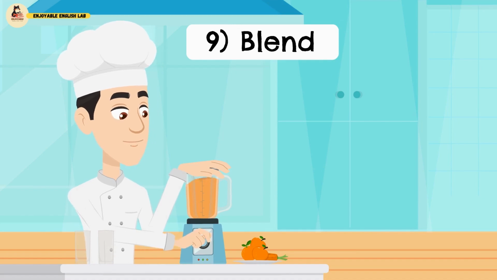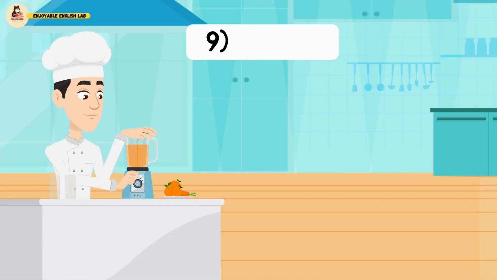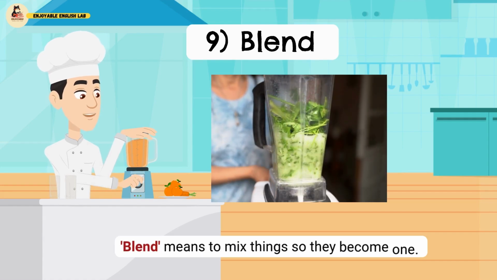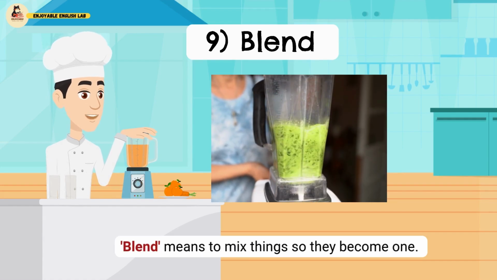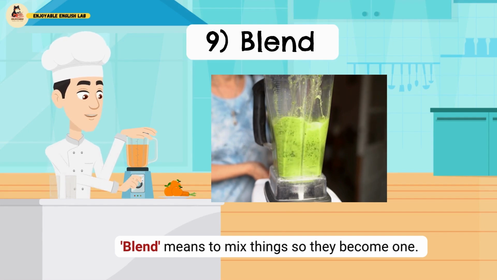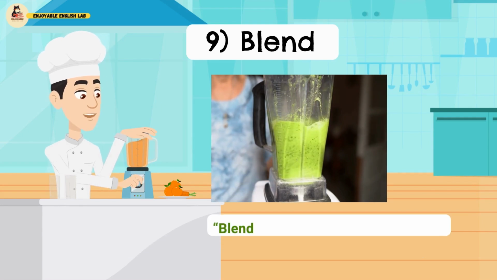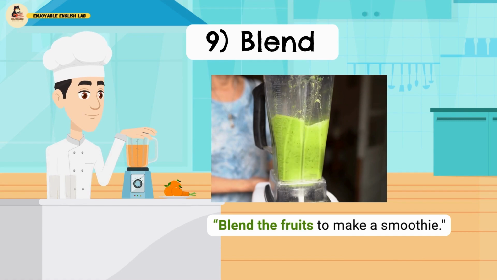Blend. Blend means to mix things so they become one. For example, blend the fruits to make a smoothie.